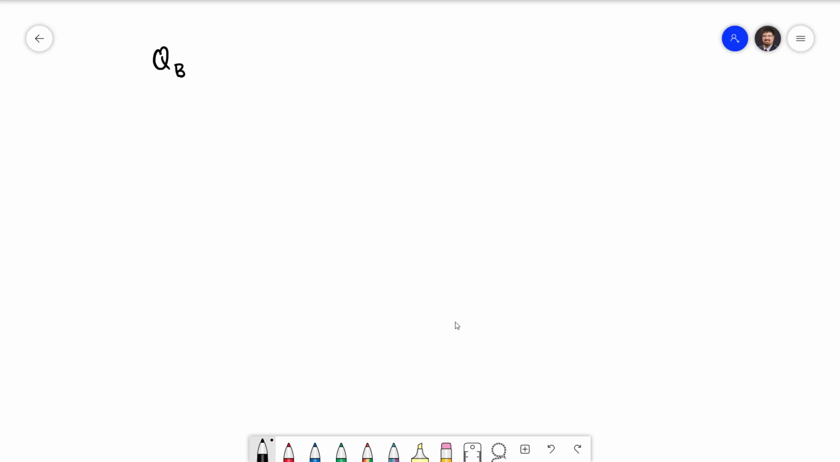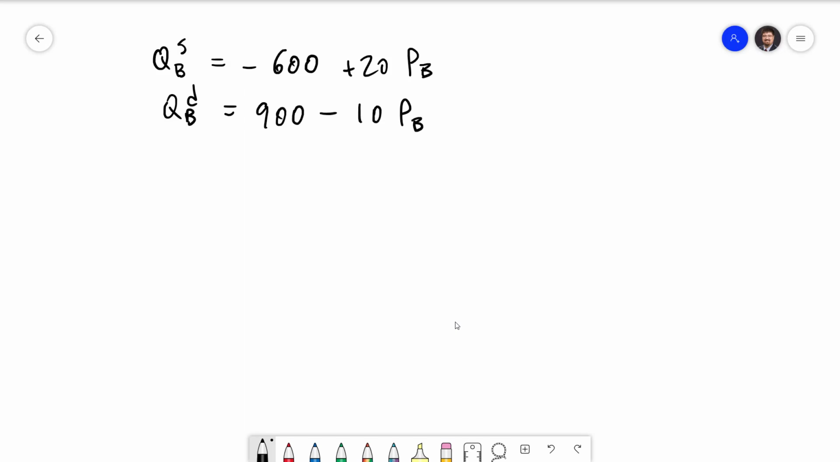We will use our example beer supply and demand functions from the previous two videos to find the equilibrium of our beer market. The way that we're going to go about this is to solve them together as a system of equations. We know we need to find the price that makes the two quantities the same. So all we're going to do is set these two things equal to each other. So what we'll get is negative 600 plus 20 PB equals 900 minus 10 PB.